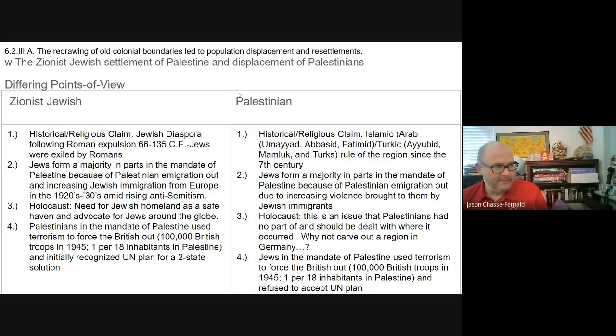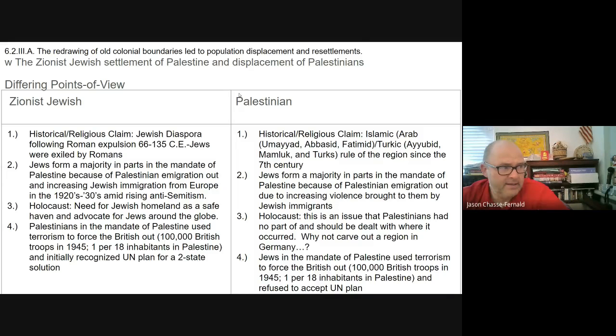argument. If you talk about land acquisition, the Zionist, the Jewish perspective, is that Jews form a majority in many parts of the Mandate of Palestine because Palestinians immigrated out, and increasing Jewish immigration from Europe in the 20s and 30s shifted that population. They'll also argue that when Jews moved into the Mandate of Palestine, they legally purchased the land from Palestinians. And that is true in many regards.